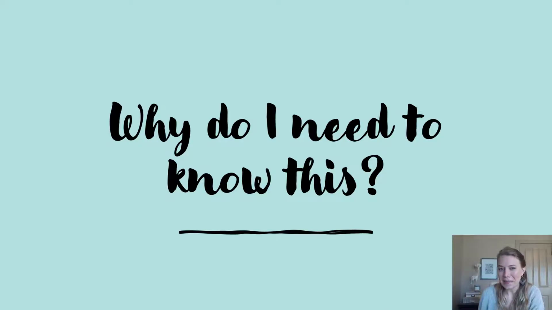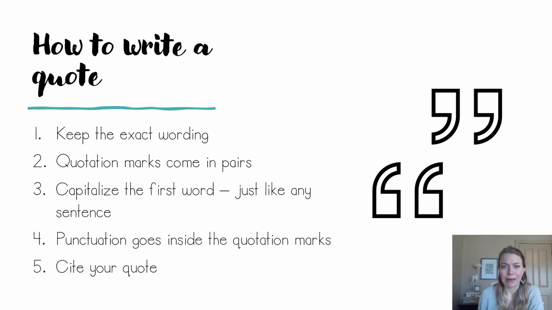Now that you know why it matters, how do we write a quote? Well, to write a quote, there are 5 steps. I'm going to walk you through each one. Step 1, keep the exact wording. You cannot change any word, not even a single word, when you are using a direct quote. That's because it's someone else's idea, someone else's words. We need to respect those words.